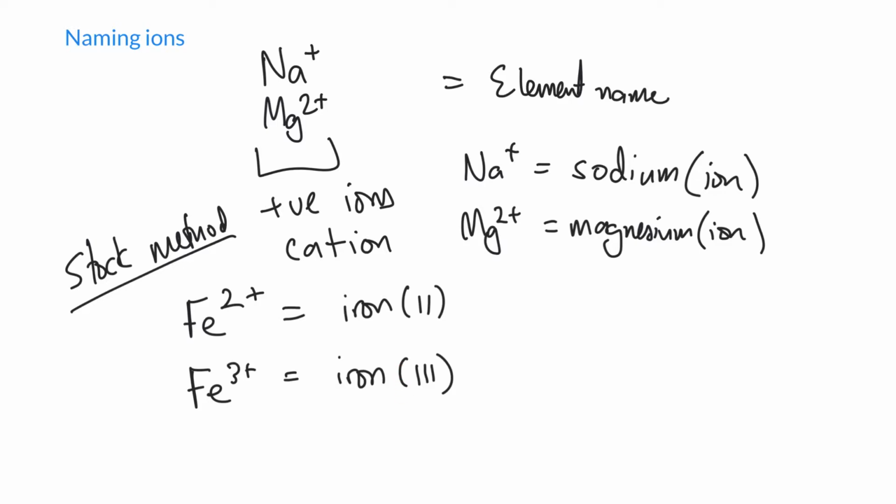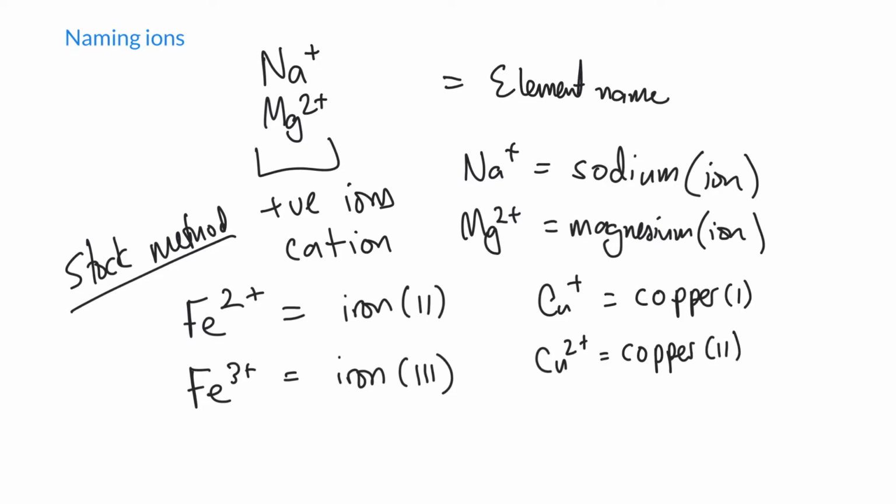So if you had Cu+ and Cu2+, why don't you go ahead and pause the video and name those two. Okay, so if you've unpaused, then Cu is copper, and Cu with a 1 positive is called copper(I), and Cu with a 2 positive is called copper(II). And I really like the Stock method.